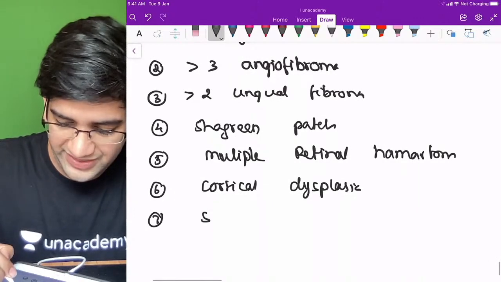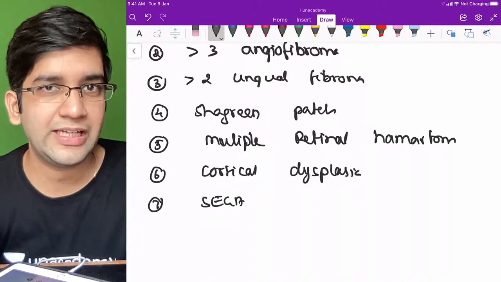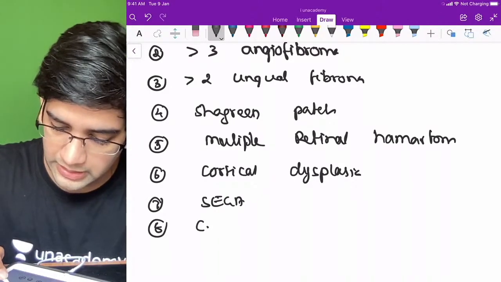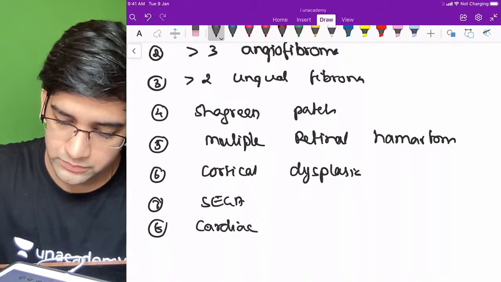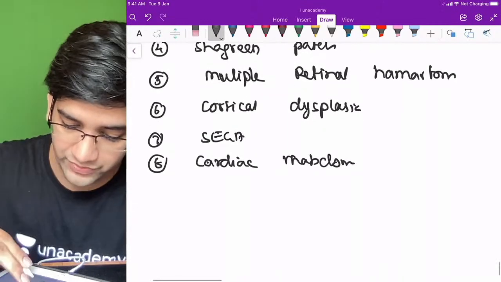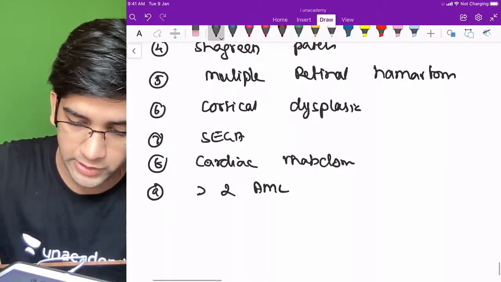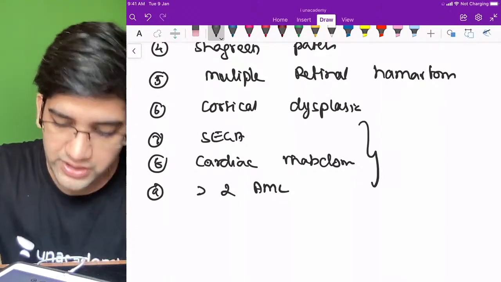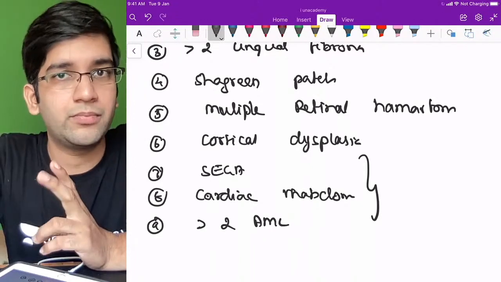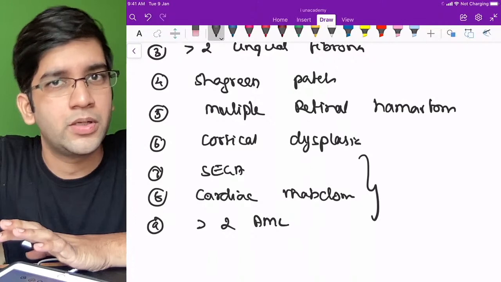Then what we saw, SIGA. That's one of the important things. That's one of the major criteria. So definitely you have to remember about SIGAs. Cardiac rhabdomyoma. Again, a major criteria. Fine. And when I come to angiomyolipoma, I should have more than 2. I'm reading AML for angiomyolipoma, right? So these 3 is what we saw, and all of them are major criteria. When I have 2 of them, I'm going to suspect tuberous sclerosis. 2 major features are more than enough to call it tuberous sclerosis clinically.